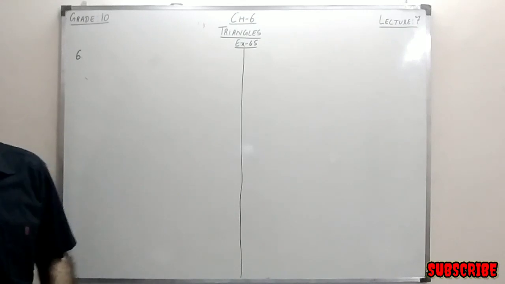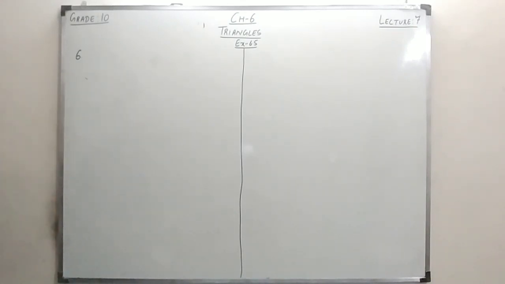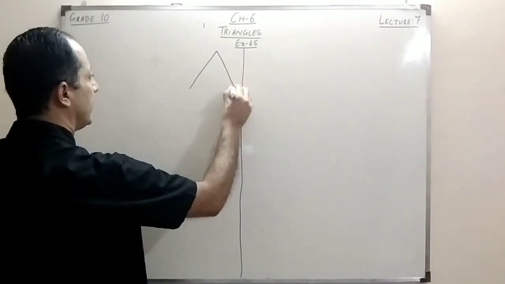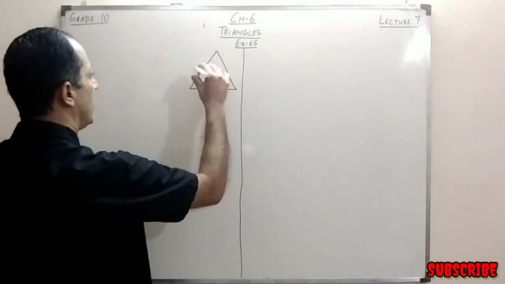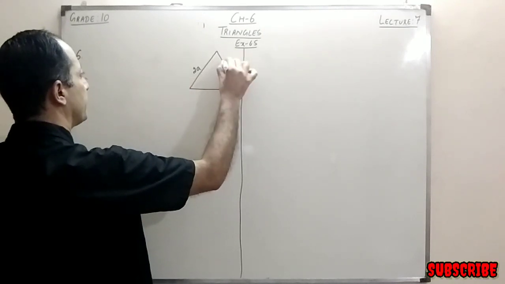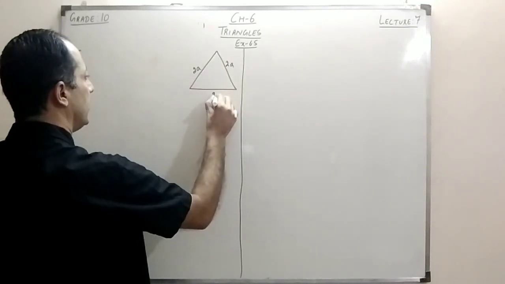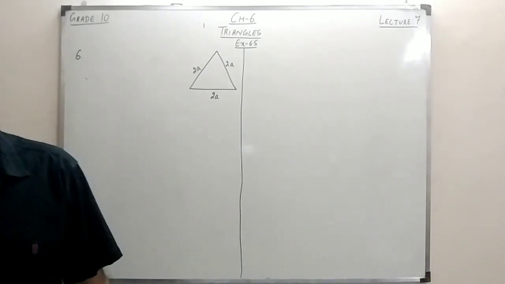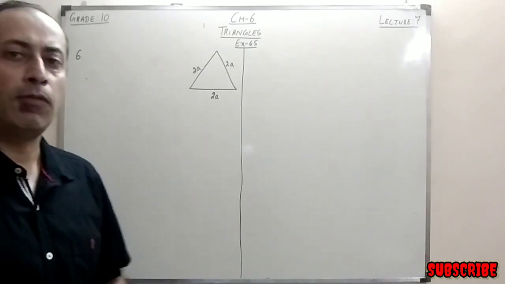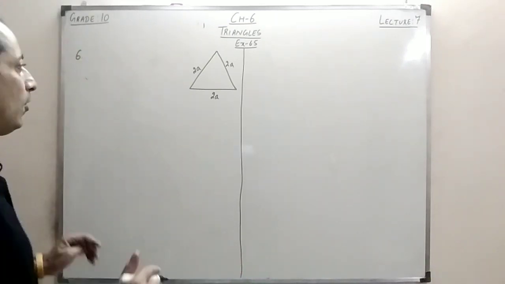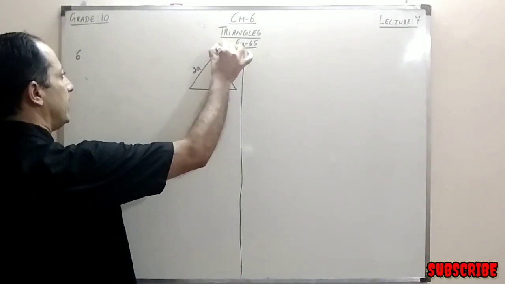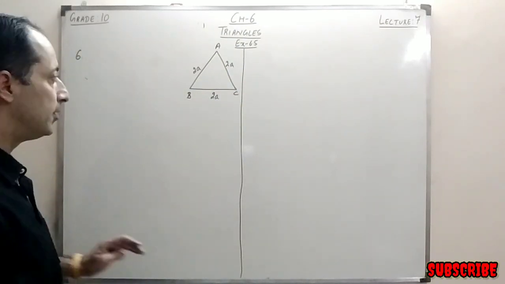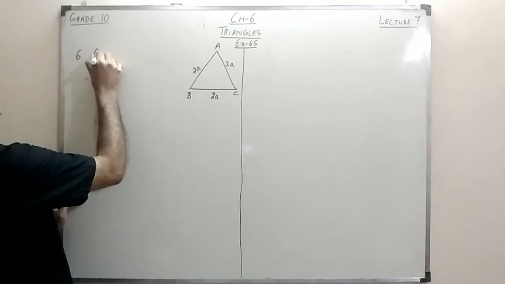Question number 6 is given that there is an equilateral triangle with side of the triangle as 2a. We have to find the length of one of its altitudes. Now, in an equilateral triangle, the length of all the altitudes is the same. So if we find the length of one altitude, that will give us the length of all the altitudes.